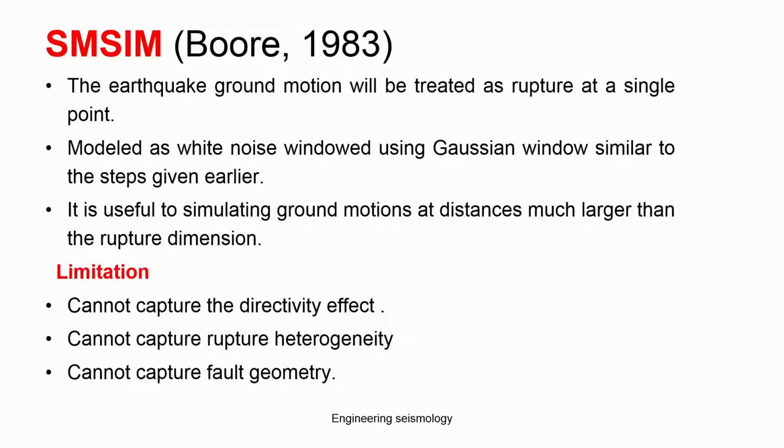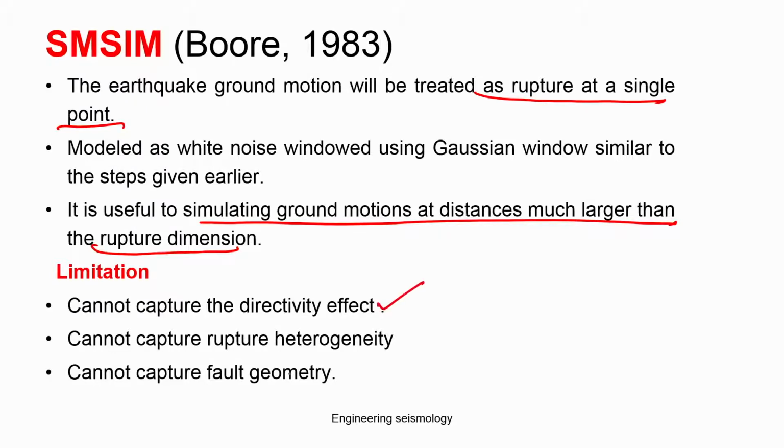So, the SMSIM model was developed by Boore in 1983. The earthquake ground motion is treated as a rupture at a single point. So, he treated that as a point source. Okay. So, it is modeled as white noise windowed using the Gaussian window, similar to the steps given earlier, useful for simulating the ground motion at a distance much larger than the rupture dimension. So, the rupture dimension should be smaller and the distance where you simulate should be larger. It cannot capture rupture directivity, cannot capture rupture heterogeneity, cannot capture the fault geometry. So, these are all the limitations of this model.